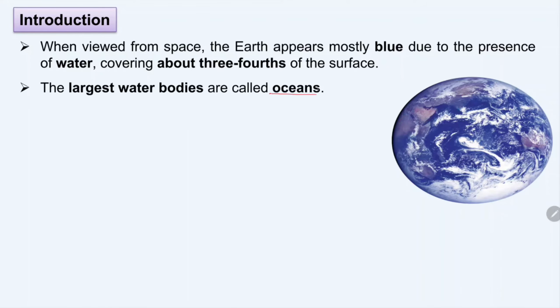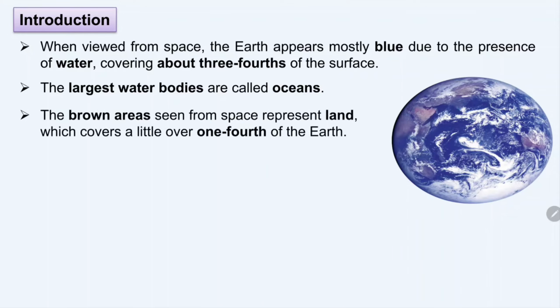The largest water bodies are called oceans. So the largest water bodies on our earth are known as oceans, and further they are divided into river, sea, bay, gulf, etc. So the largest water bodies we call oceans. And how many oceans do we have? Please comment down, and we are also going to learn about this as well.